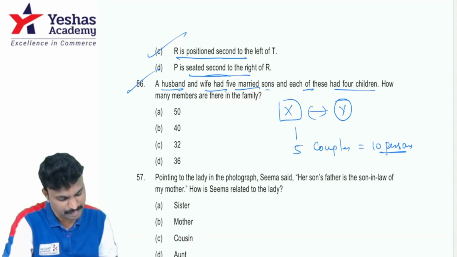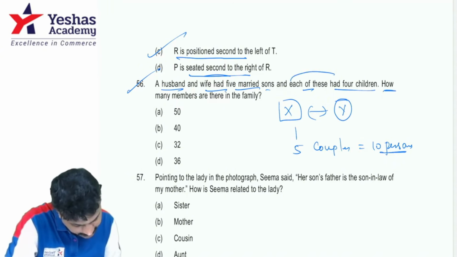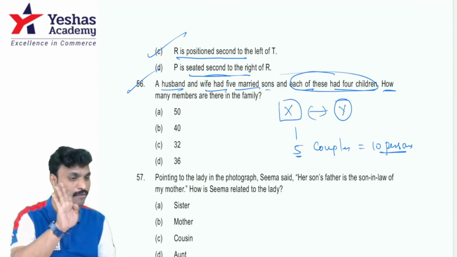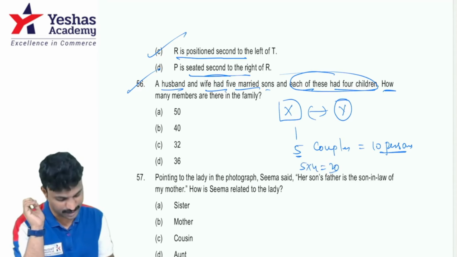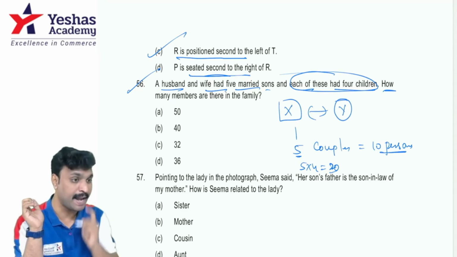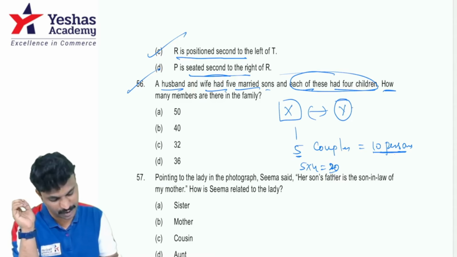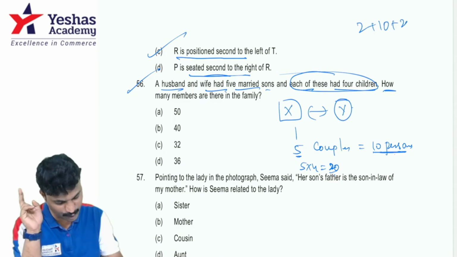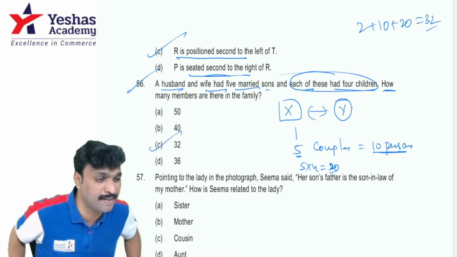10 persons. Next, and each of these had 4 children. That means each of these 5 couples have 4 children. That means 5 into 4, 20. Correct? These 20 are the children of the family. Now, 10 persons, second generation, third generation is 20. And in the first generation, how many are there? 2. So 2 plus 10 plus 20, the answer is 32. Option C is the right answer. Have you understood?